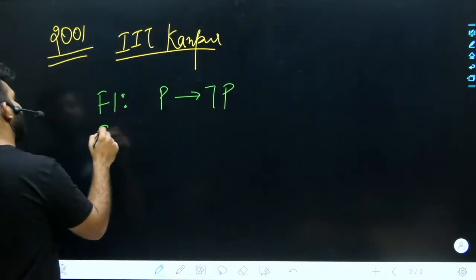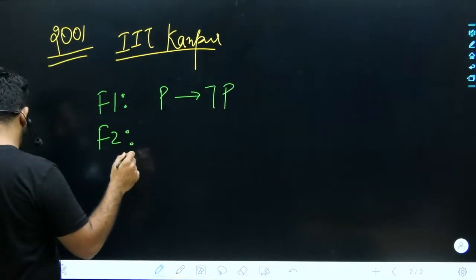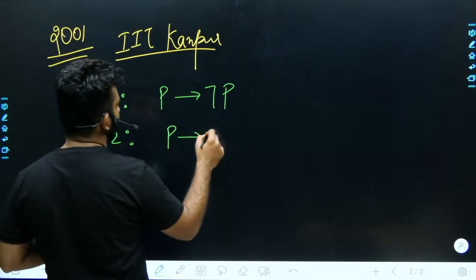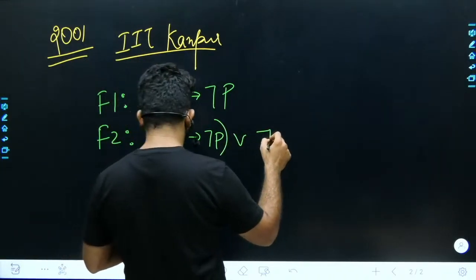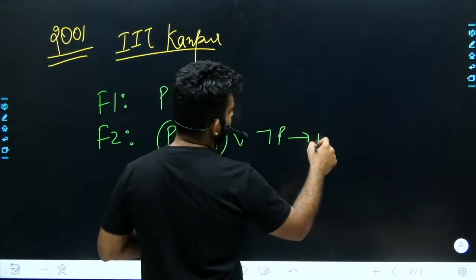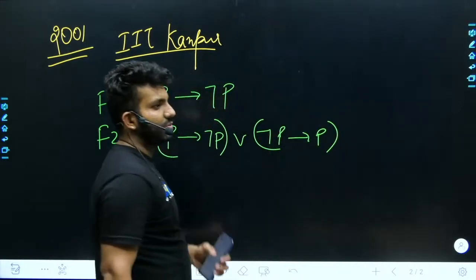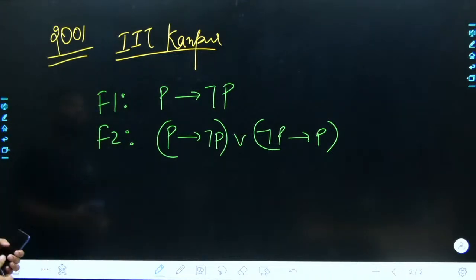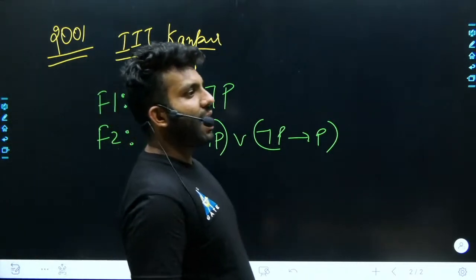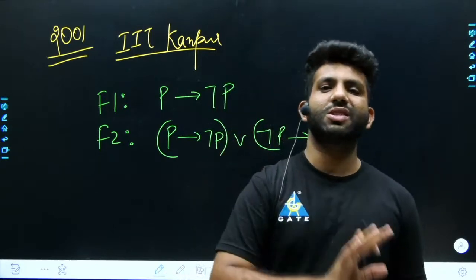The other being F2, which says P implies not of P, or not of P implies P. These two are expressions given to us. This was asked by IIT Kanpur in 2001. We need to tell which one is satisfiable, unsatisfiable, valid, invalid, whatever. We need to just think about all of these.